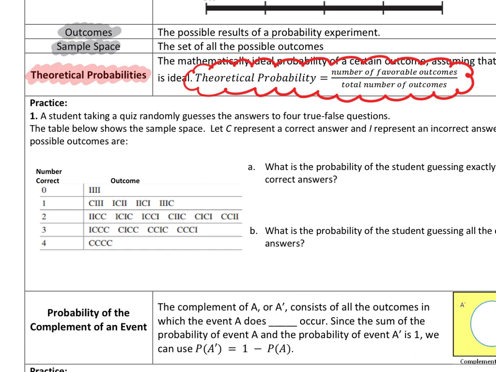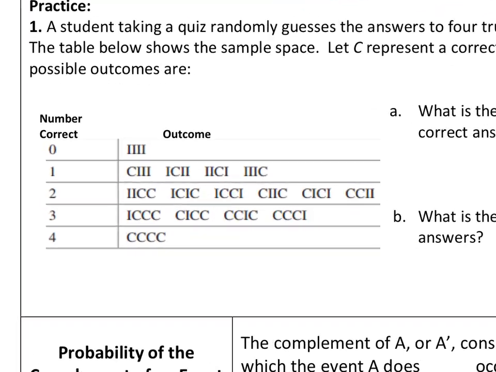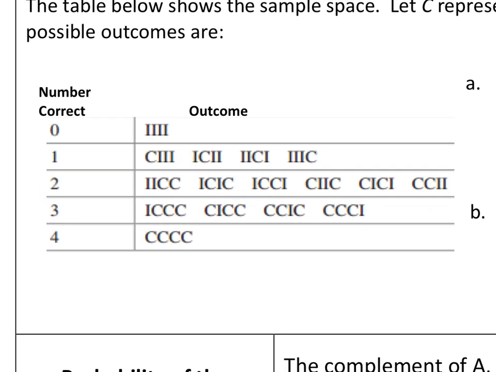Let C represent a correct answer and I represent an incorrect answer. The possible outcomes are, and then we look here. So just to make sure we understand what we're looking at. When it says I, what does that mean for this person taking this quiz? They randomly guessed, and what happened?